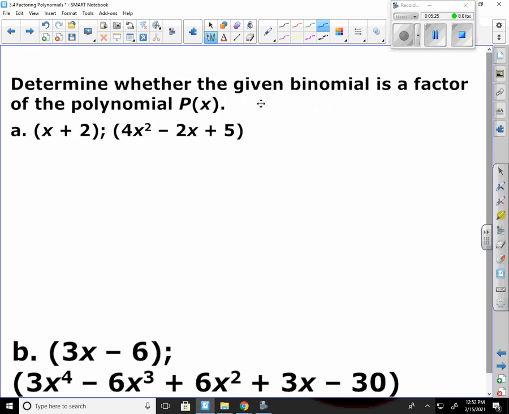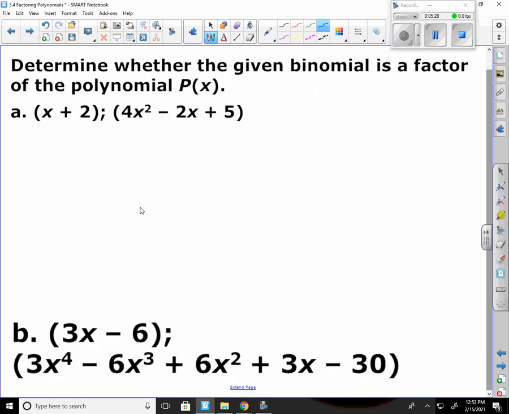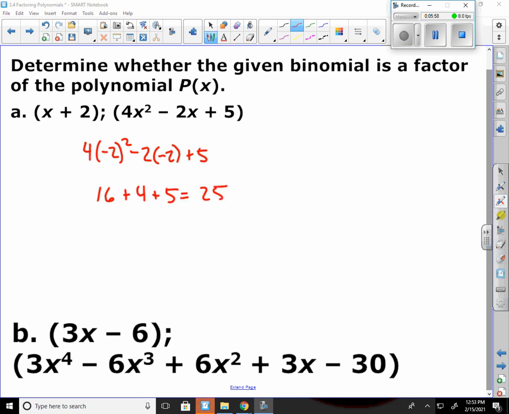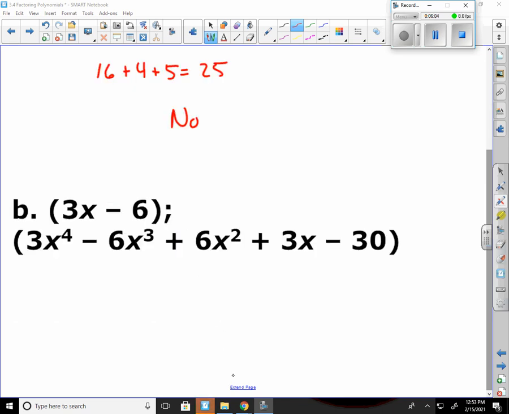All right, now I want you to try it on these two. Tell me whether it's a factor of each of these. I'm going to start by plugging a -2 in everywhere I see an x. So this is 4 times -2 squared minus 2 times -2 plus 5. -2 squared is 4. 4 times 4 is 16. -2 times -2 is a positive 4 plus 5. That gives me 25. So my answer would be no.